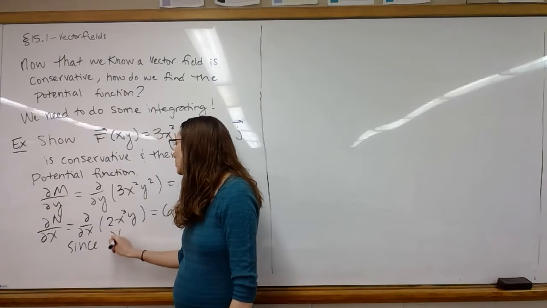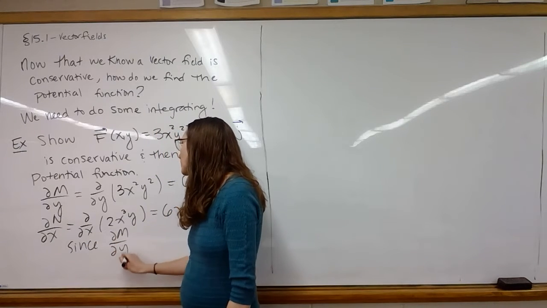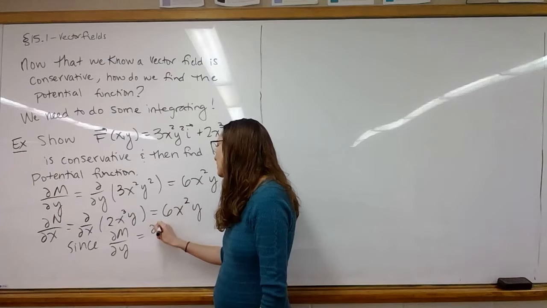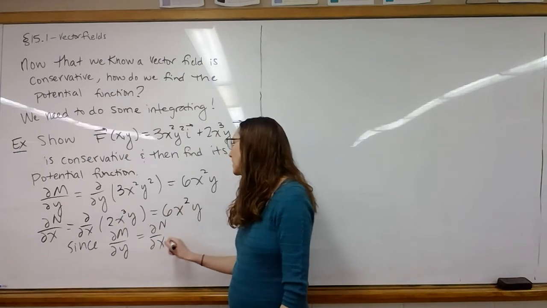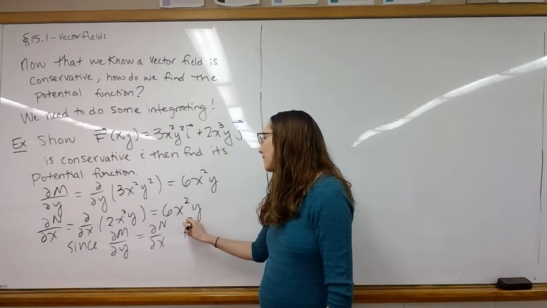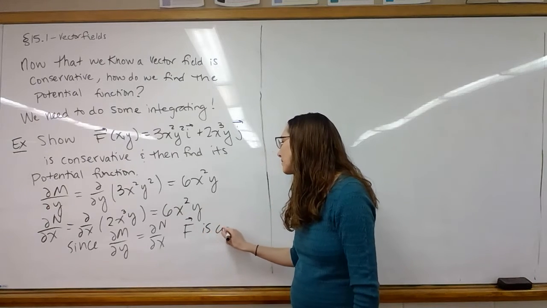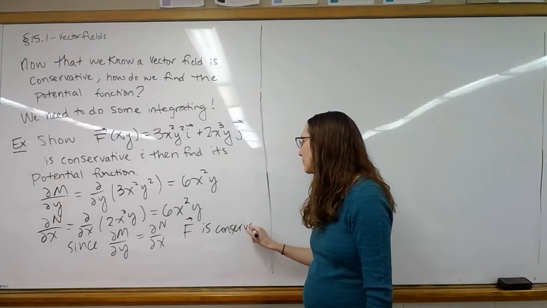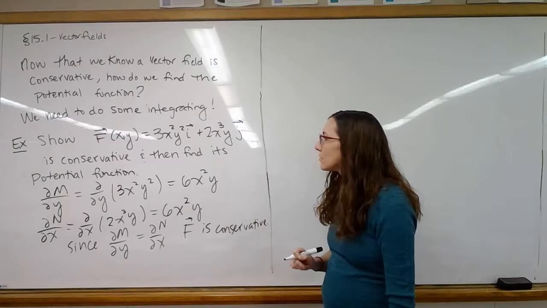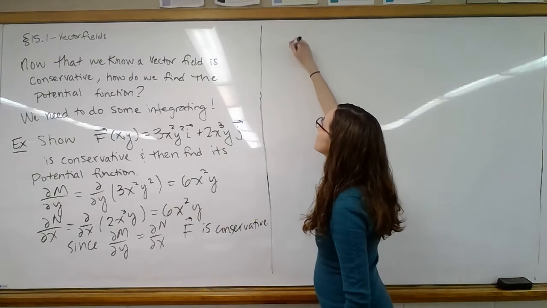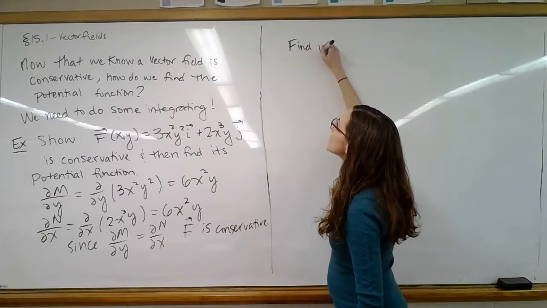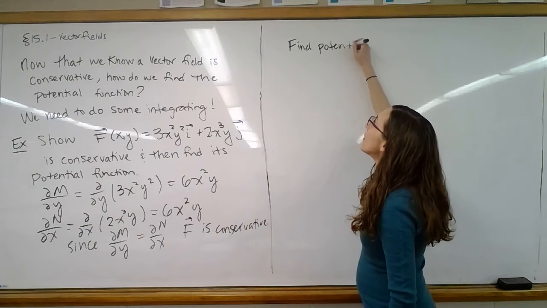So since the partial of M with respect to y equals the partial of N with respect to x, capital F is conservative. So now to find the potential function, let's call it little f.